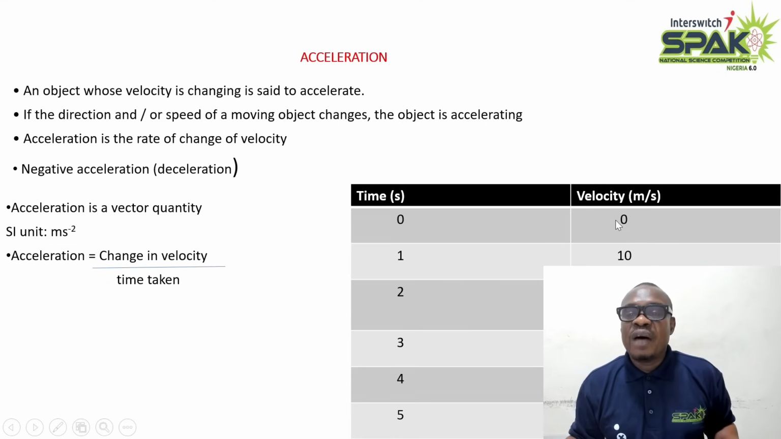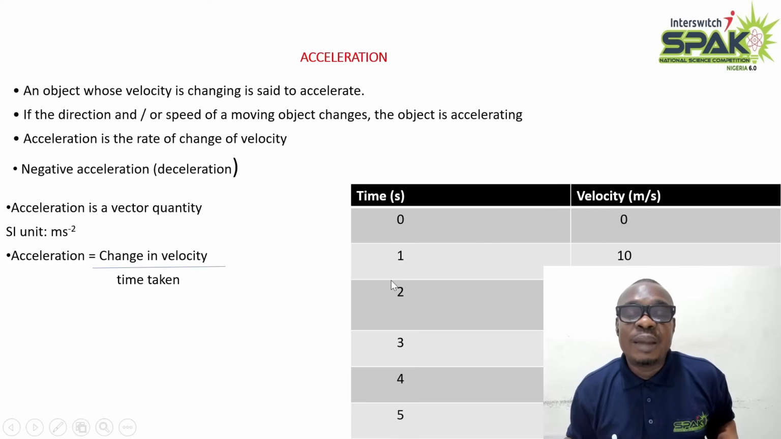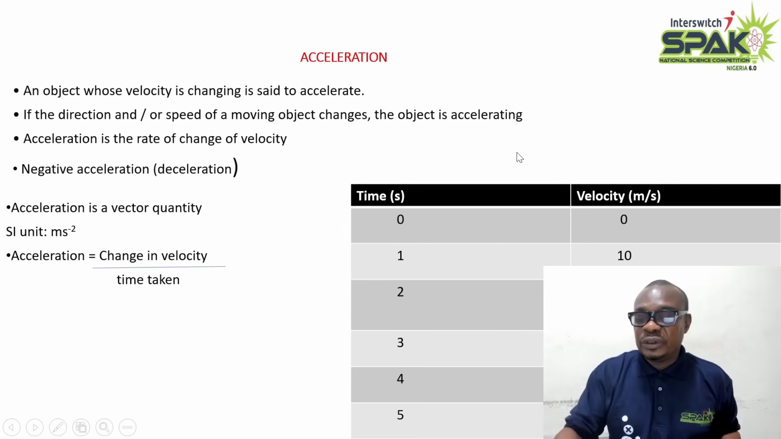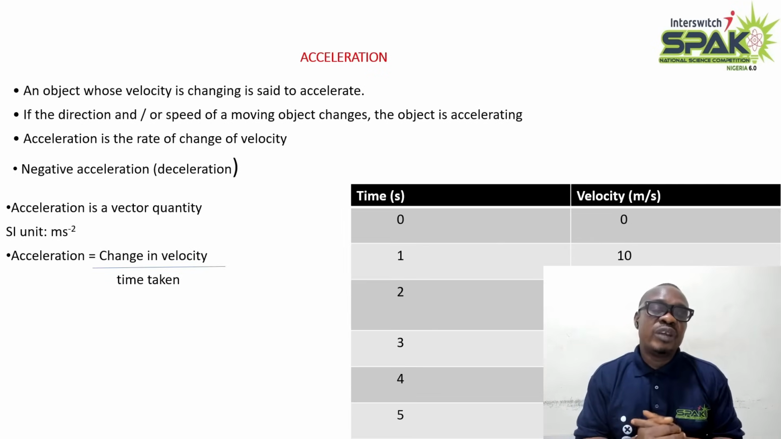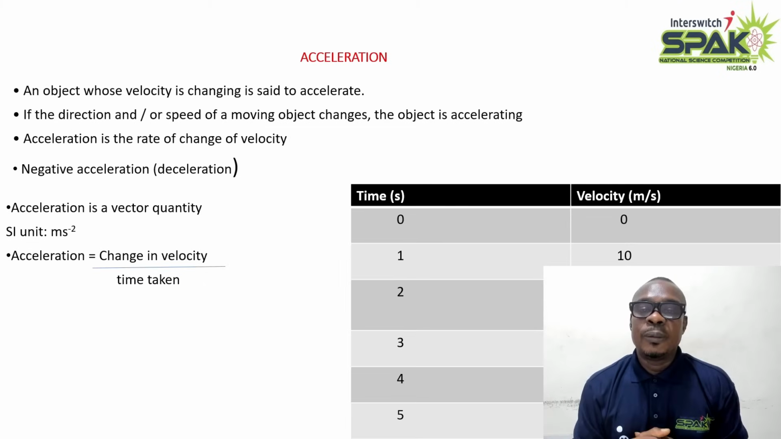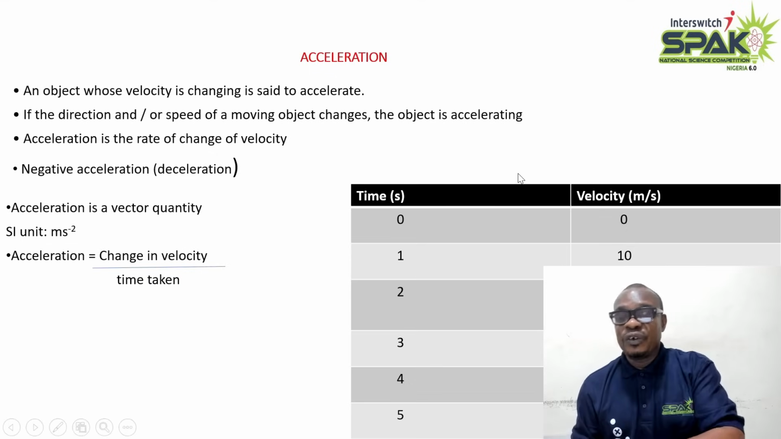But if the change in velocity is not at equal time intervals, then we'll be having a non-uniform acceleration. Of course, a uniform acceleration will give us a straight line, a linear graph, for the velocity-time graph. In fact, for all uniform motion, uniform speed, uniform velocity, uniform acceleration, their graphs are always a straight line graph. But for the non-uniform, you don't have a straight line graph.